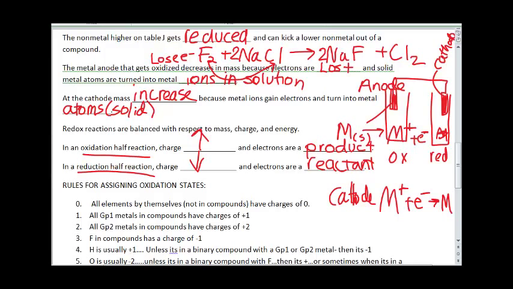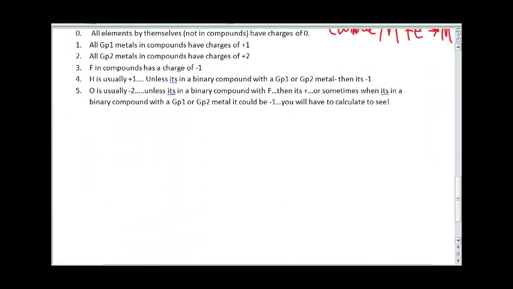So the way we are going to identify who's oxidized, who's reduced, who's the anode, who's the cathode, which way electrons are flowing, all of this stuff starts with assigning charges. And so you absolutely must memorize the rules to assign charges, okay? And I wrote the rules out here for you.